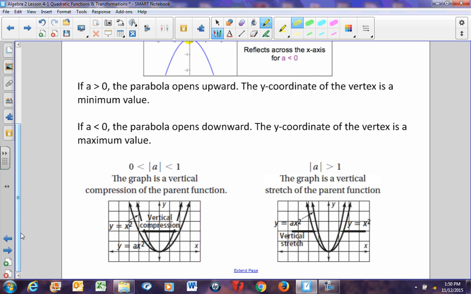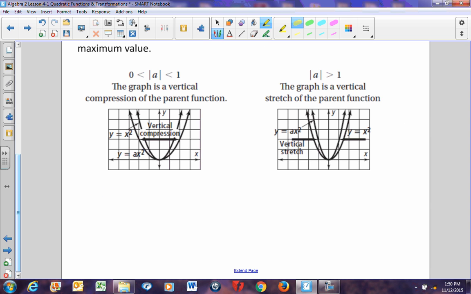Then again, here's another nice little picture of the same thing I just talked about. If a is between 0 and 1, in other words, it's a fraction. That's the only way it could be between 0 and 1. It's got to be a fraction, or a decimal, which is also another way of saying a fraction. The graph is a vertical compression. Which means you're compressing it vertically. You're squishing it together vertically.